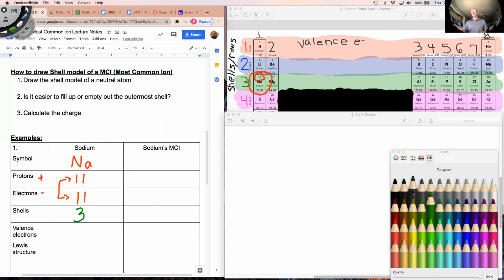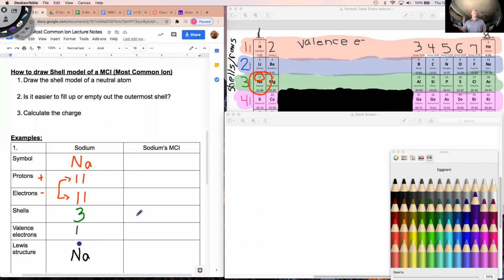How many valence electrons do we have? I'll put that one in gray because this is kind of a gray color. Sodium has 1 valence electron. There's 1 electron on the outside edge. And then let's draw the Lewis structure for sodium. The Lewis structure is drawing the number of electrons that are on the outside. So we would draw Na, and I'll go back to my trusty purple because that's become my electron color. That, ladies and gentlemen, would become our Lewis structure.